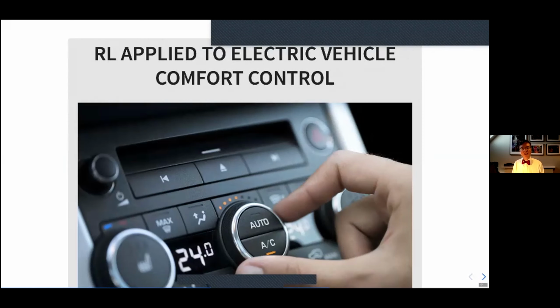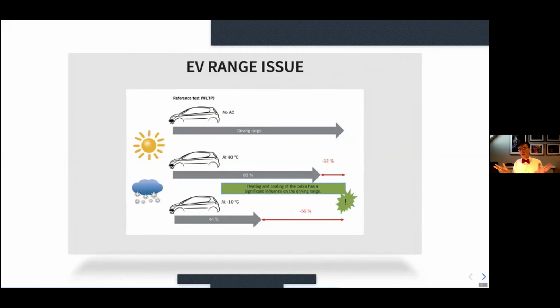Okay, so now I want to switch and talk to you a bit more about my own work. It's to do with electric vehicle comfort control and applying reinforcement learning to that problem. So why do it at all? Why is this an issue?